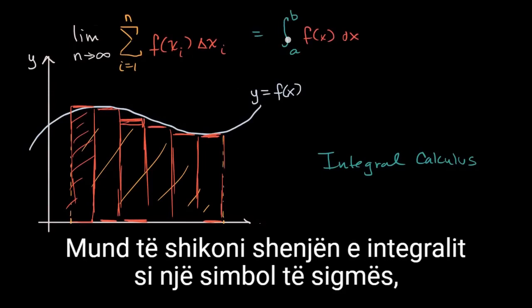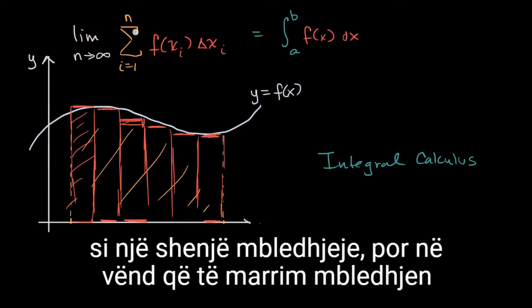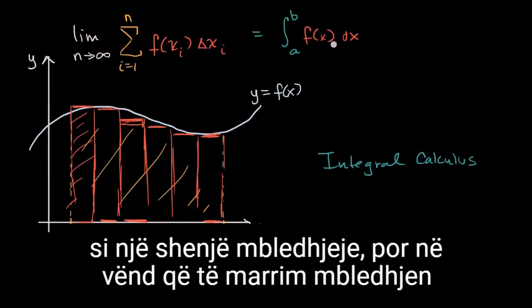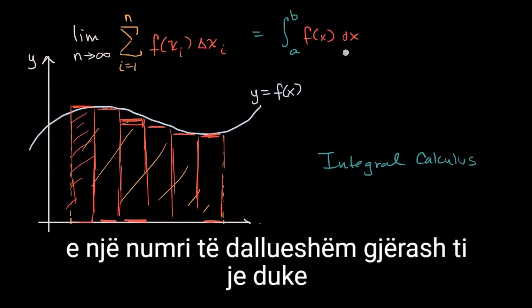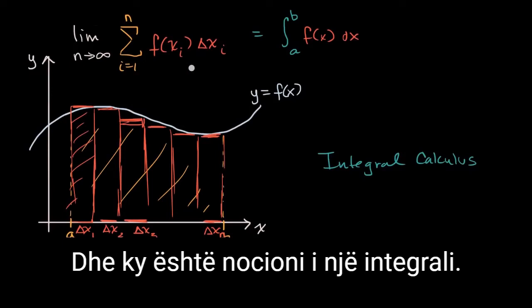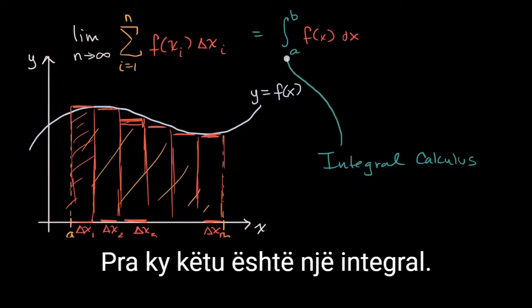But you can already see the parallels here. You can view the integral sign as like a sigma notation, a summation sign, but instead of taking the sum of a discrete number of things, you're taking the sum of an infinite number of infinitely thin things. Instead of delta x, you now have dx, infinitesimally small things. And this is the notion of an integral. So this right over here is an integral.